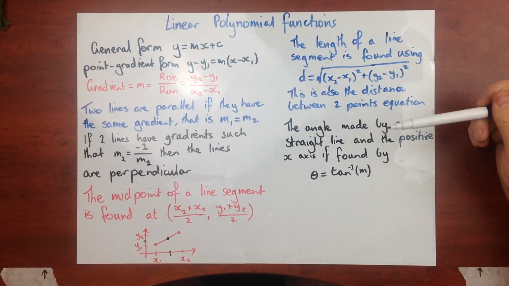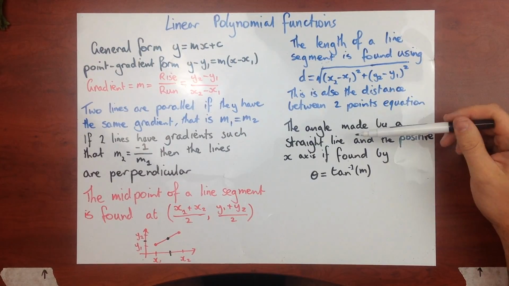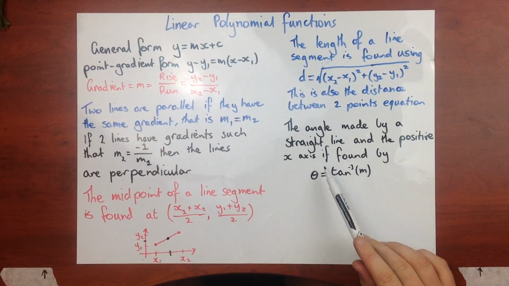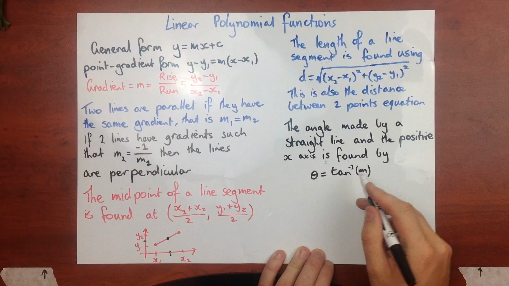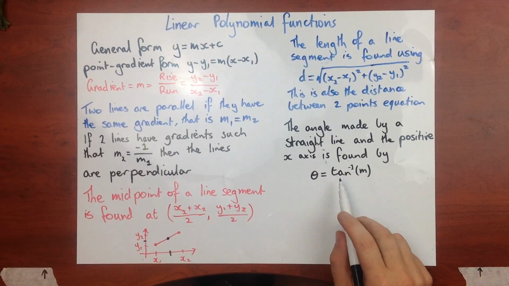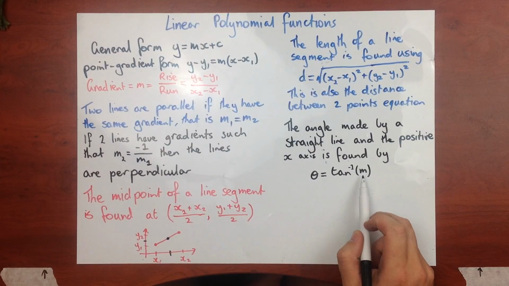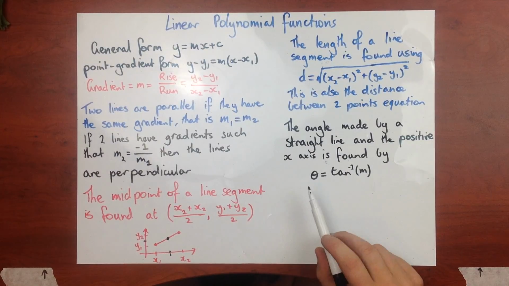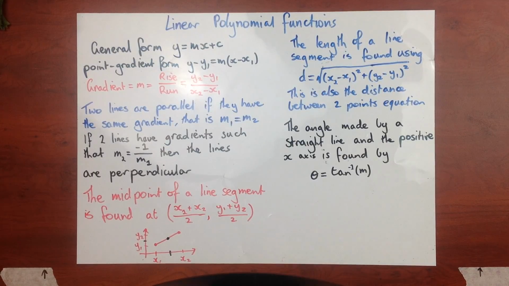The last bit that we need to have a look at in terms of our theory is the angle made by a straight line and the positive x-axis, which is found by theta equals inverse tan of m. So we take the inverse tan of our gradient, and we get the angle it makes with the positive x-axis.